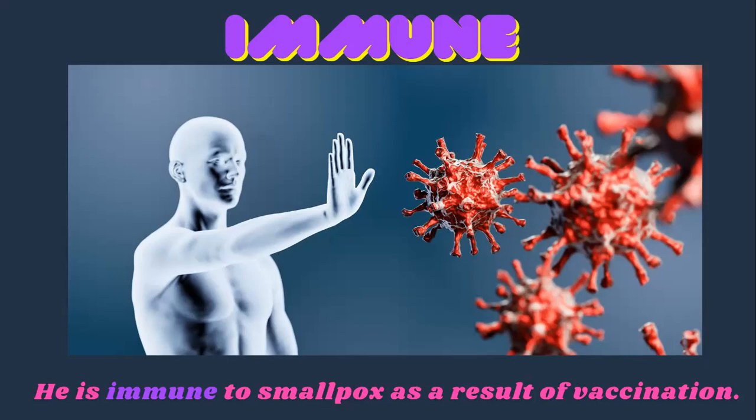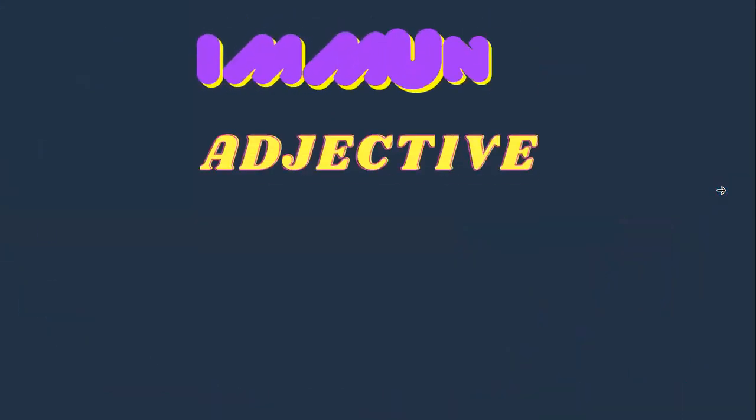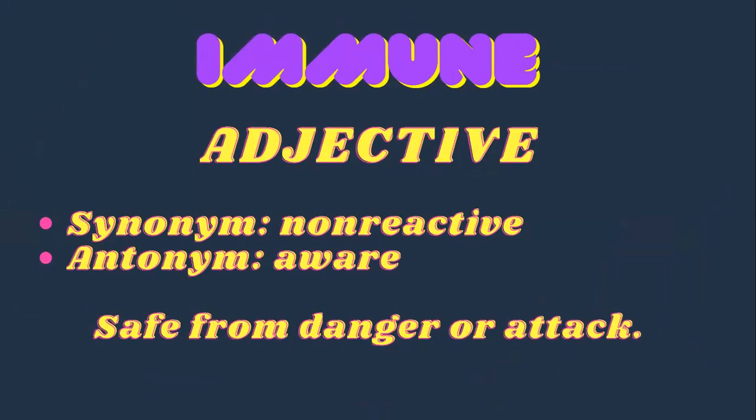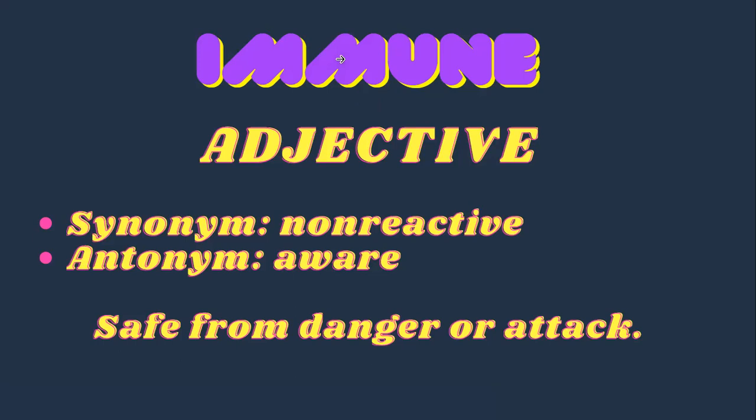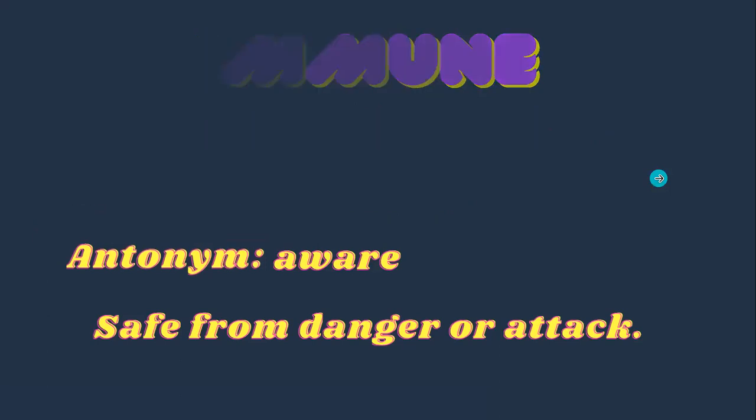Now, what do you think? What's immune? To be resistant. Excellent, excellent. Resistance. It's an adjective, a synonym, non-reaction. Antonym, aware. Safe from danger or attack. Safe from danger or attack. This is immune. Perfect. And the resistance.